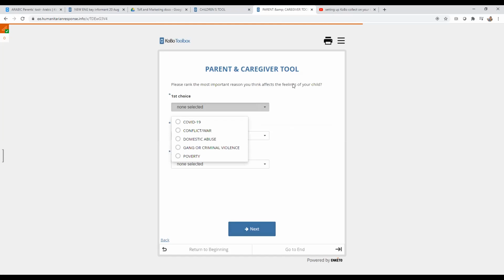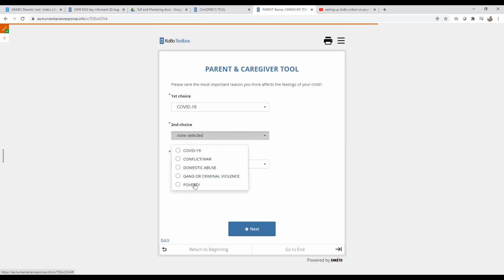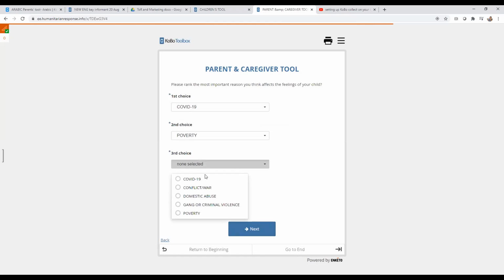So the most important one, please rank the most important that you think is affecting. Oh, because of COVID, they can't go to school. That's the most important one. But then the second one, maybe we are poor, we don't have any money, and this is why the second option. And then the third option could be maybe there's a lot of violence or gang violence or criminality in the area. So the most important one is because of COVID, the child can't go to school. Second one is the family is poor. And the third one, there's a lot of gang or criminal violence.